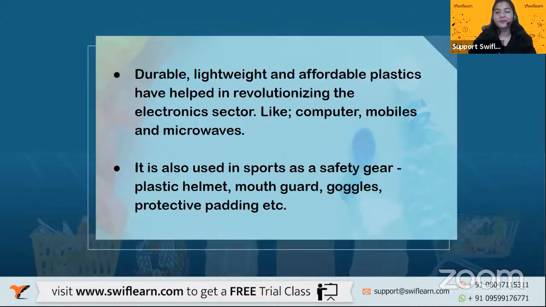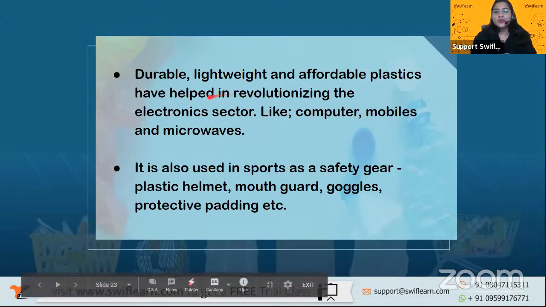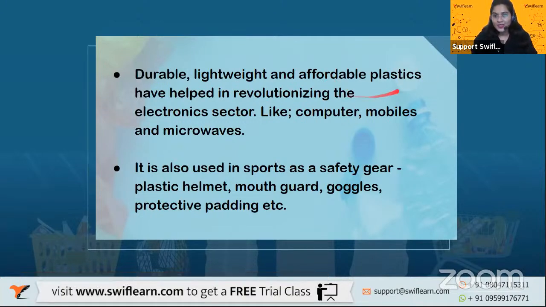Next, obviously, the durability, the lightweight, and we get it at a very low cost. Affordable plastics are also present, which also help in revolutionizing the electronic sectors, like the making of computers, mobiles, and microwaves. These plastic items are all needed.